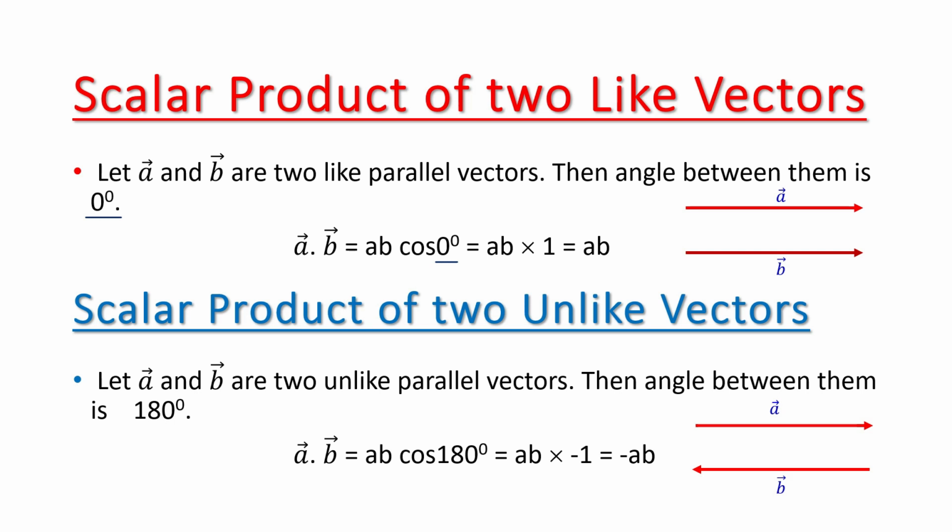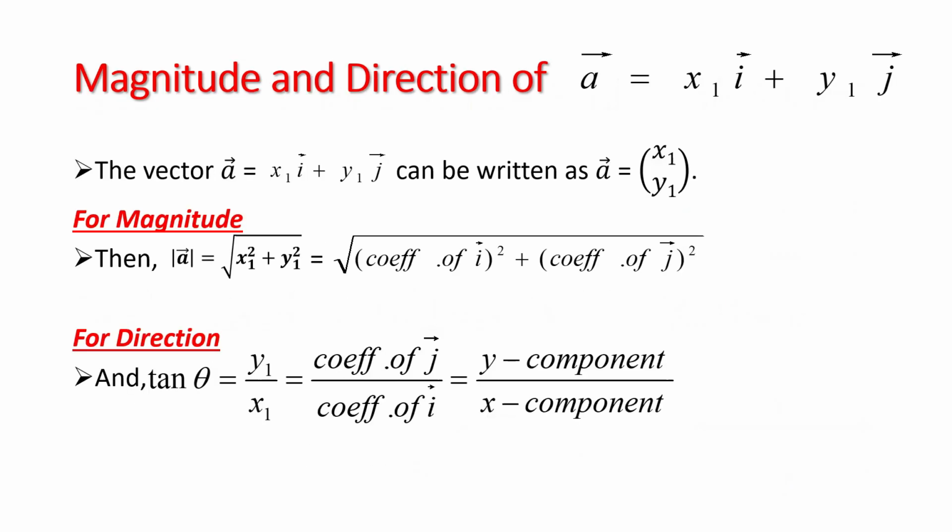The second one is the scalar product of two unlike vectors. Let vector A and vector B be two unlike parallel vectors, then the angle between them is 180 degrees, since they are unlike. By the definition of a scalar product, A dot B is equal to modulus of A times modulus of B times cos 180 degrees, which is AB times minus 1, since the value of cos 180 degrees is minus 1. That is equal to minus modulus of A times modulus of B.